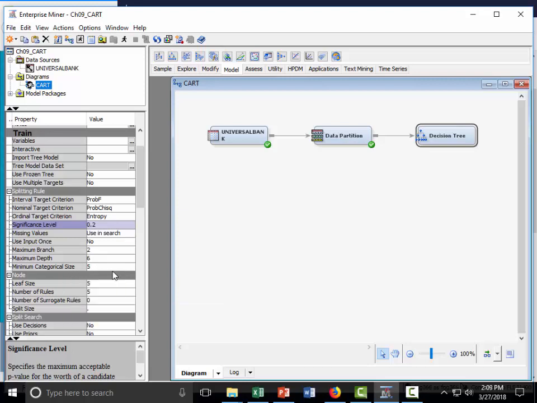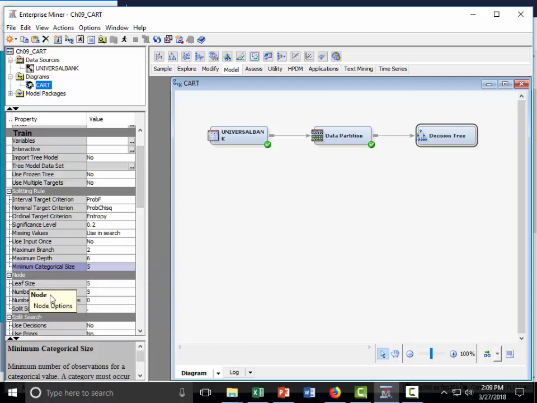Minimum categorical size is for a nominal predictor. A particular category must have at least a certain number of observations. You remember we talked about these in pruning. Five is the default. So if a particular category has less than 5 observations in it, then that particular level of the nominal variable would be coded as a missing value, and it will be used as a missing value in branching.